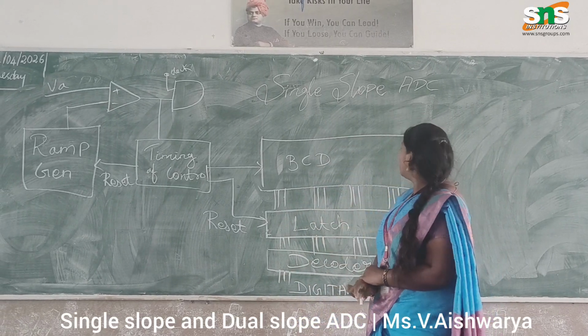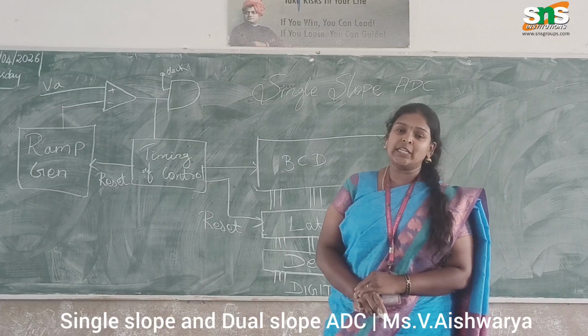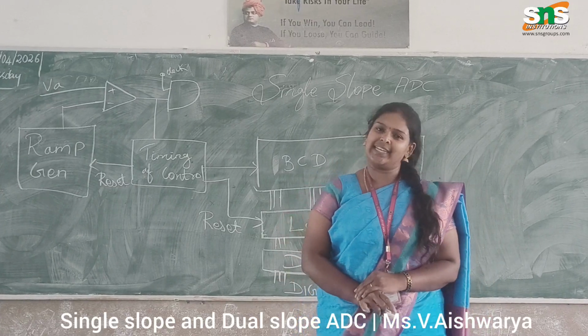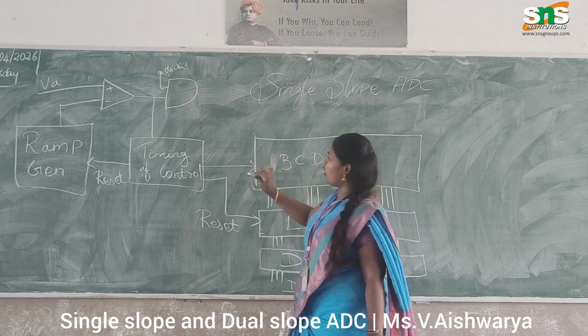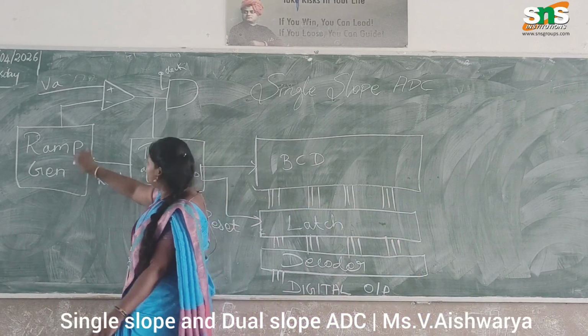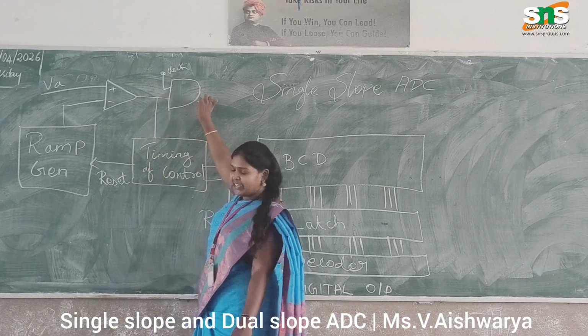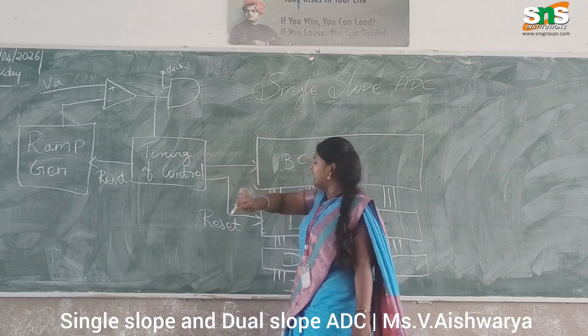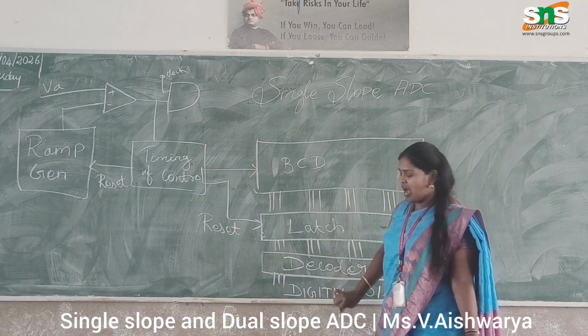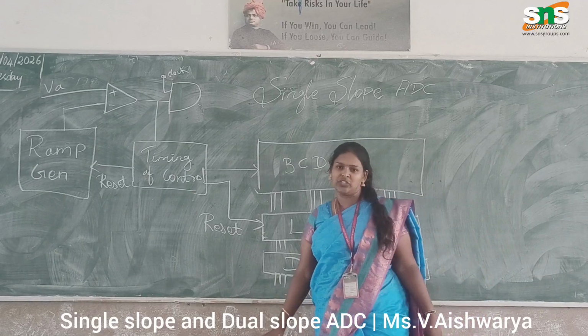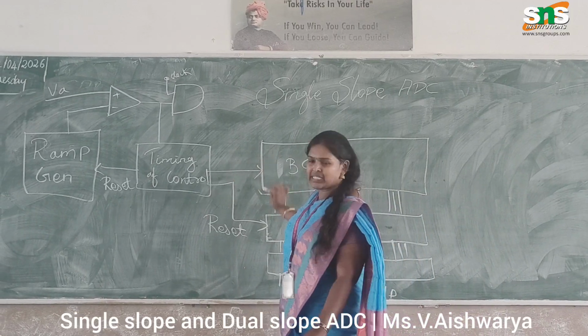So it's about Single Slope ADC. It is a topic from Unit 4 LIC subject. In this Single Slope ADC, we have a ramp generator, comparator, one AND gate and the timing control unit, BCD, latch, decoder and then finally our output in digital form. Okay. So this is the construction.